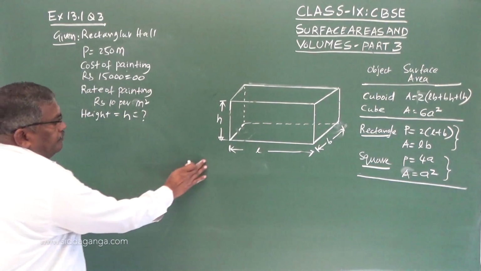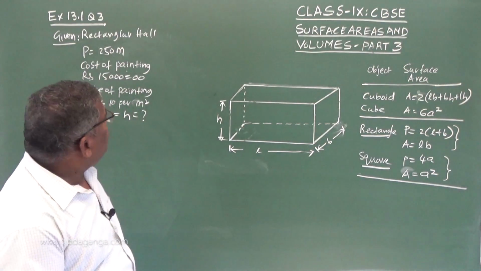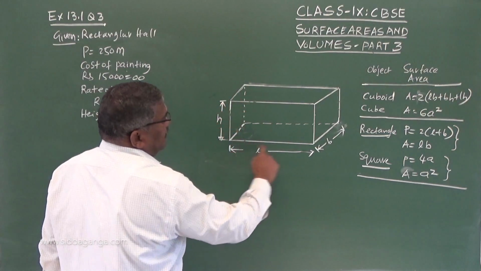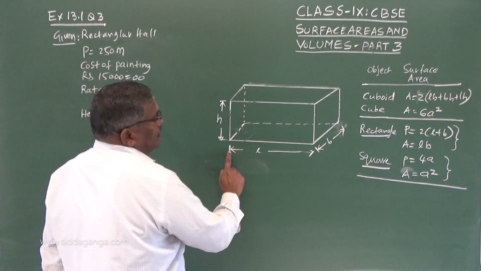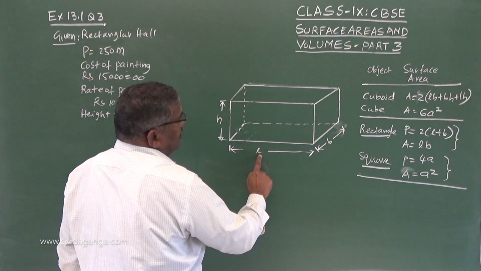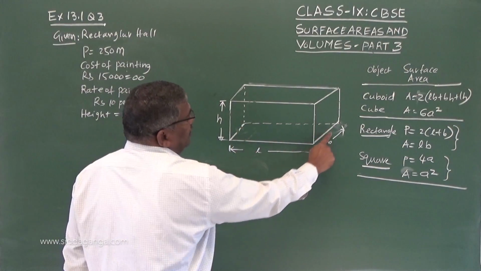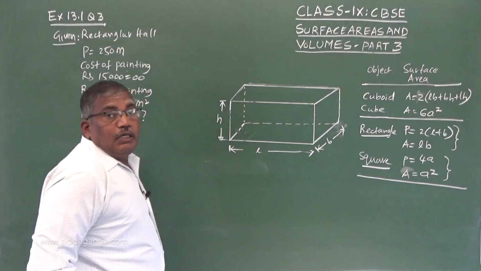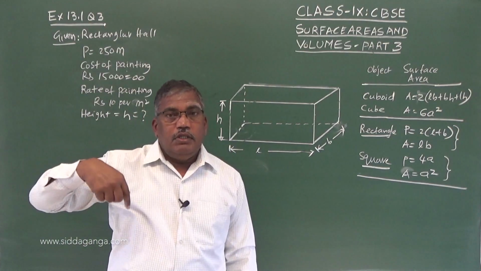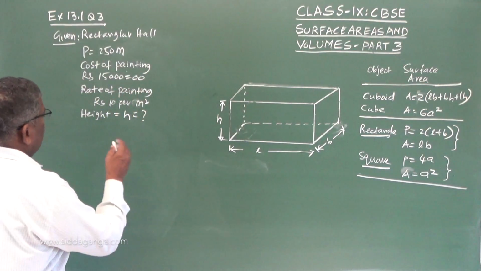Now here, see, this is the rectangular hall, let us say. This is the length and breadth of the hall. So here it is given L plus L and B plus B. This is the total perimeter of the hall. So all round the total perimeter is given.